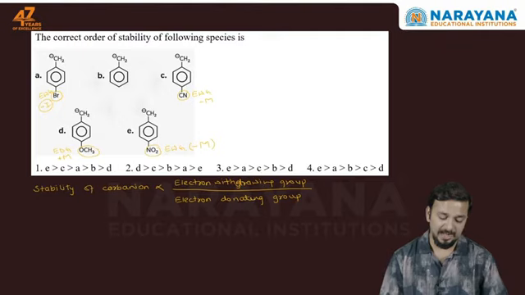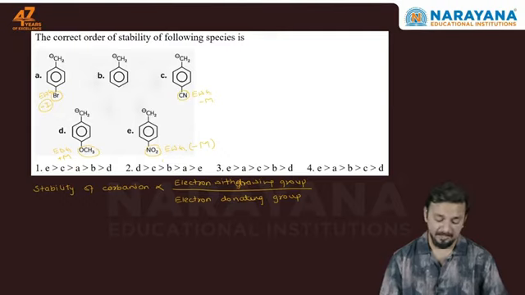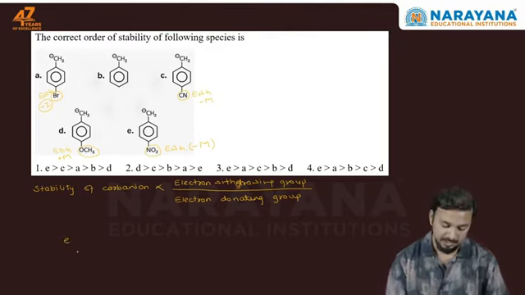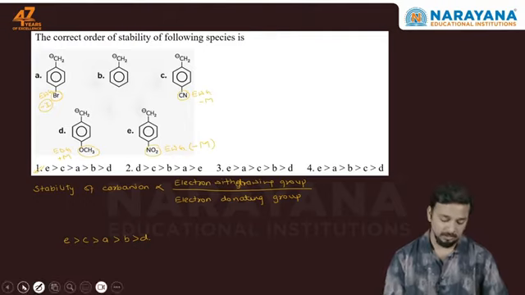Then it will be B because it is not having any group other than benzene. If you compare A, C and E, then C and E will be more stable than A, because in C and E electron withdrawing is by minus M. So third one will be A. And between C and E, NO2 will have more minus M than CN. If NO2 has more minus M, it means E will be more stable as compared to C. So correct order will be E more than C, more than A, more than B, more than D. So this is our option A. So correct answer for this question is option A.